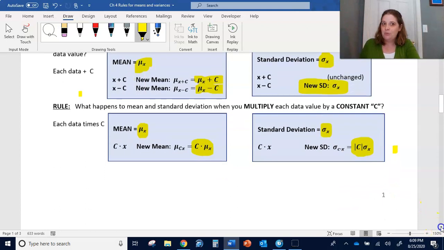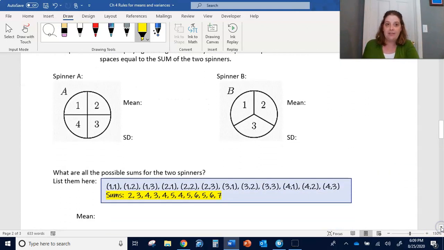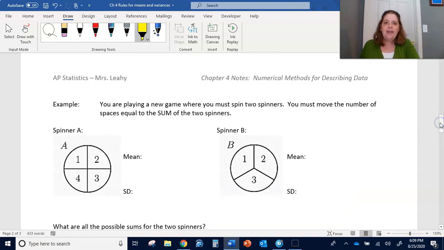Now, the second set of rules that you may have is what to do when you are combining data sets. So I have two spinners and we're going to play a game. The game says you have to move the same number of spaces as the sum of the two spinners. So the first spinner, I've got 1, 2, 3, or 4. For example, if I spin a 1 over here and I spin a 2 over here, then I would go 3 spaces. So I can spin a 1, 2, 3, or 4, and a 1, 2, or 3.